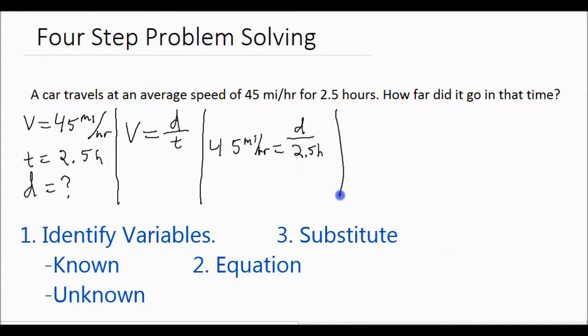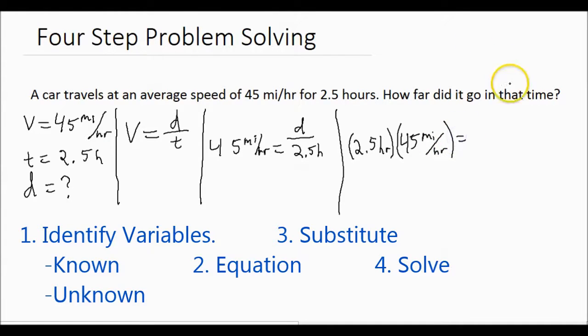At this point, we have to use algebra to solve for our unknown. In other words, we need to get d by itself. To do that, we will multiply both sides by 2.5 hours. And I use parentheses because it helps keep everything organized. On both sides.